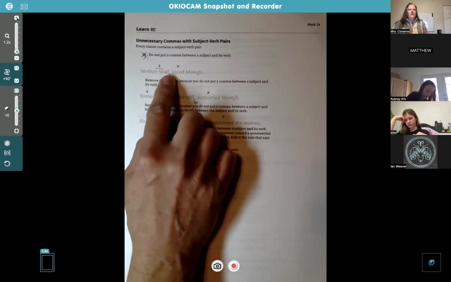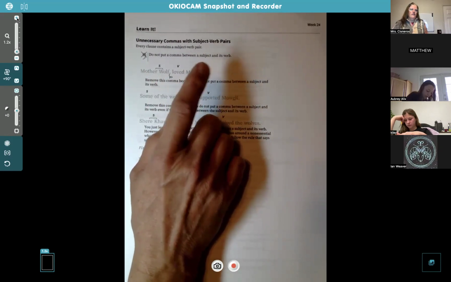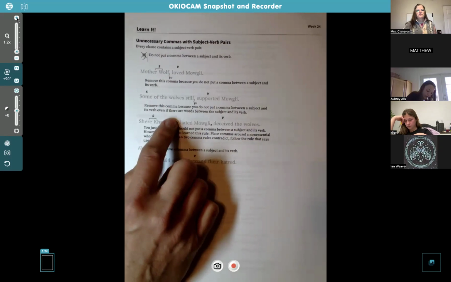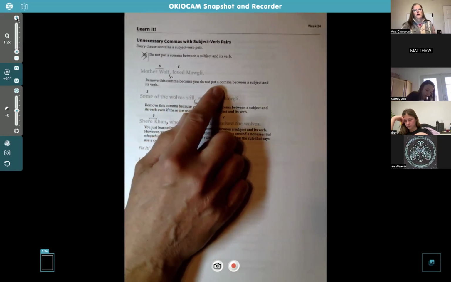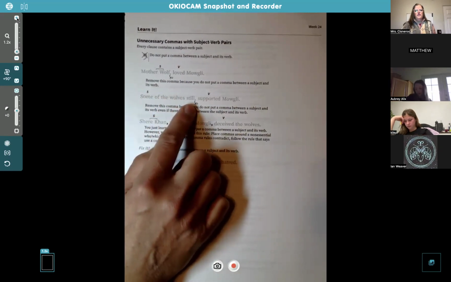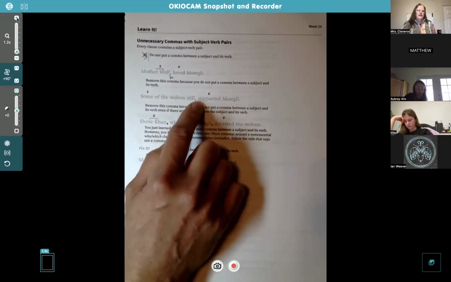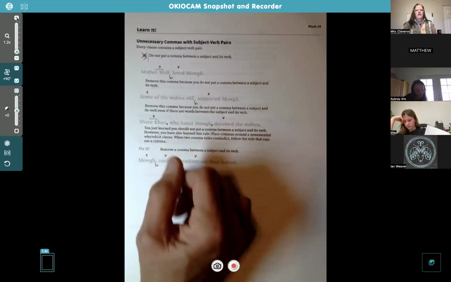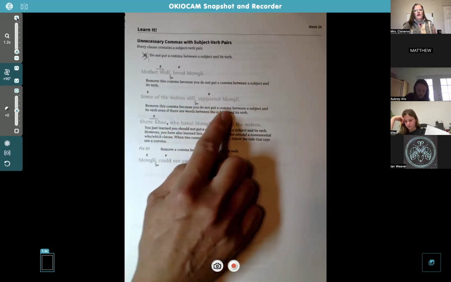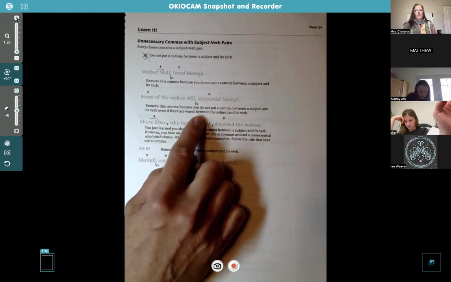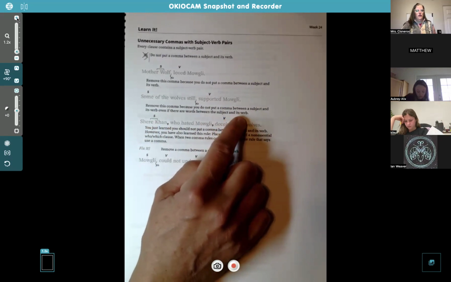So, Mother Wolf loved Mowgli. It's kind of obvious. We don't need a comma there. There's no need to put a comma between the subject and verb pair. Remove this comma because you do not put a comma between a subject and its verb. Some of the wolves still supported Mowgli. Obviously, it's not a good spot for a comma. You're not going to separate out the subject and verb pair. Remove this comma because you do not put a comma between a subject and verb, even if there are words between the subject and its verb.